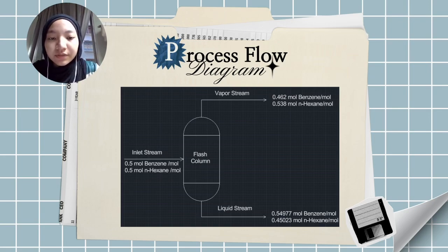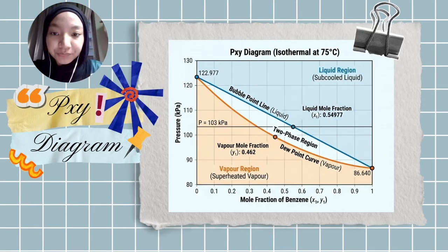So we move on to the process for the graph. After the calculation, we can conclude that the vapor stream and liquid stream are obtained for the two components, benzene and n-Hexane. For the vapor stream outlet, the mole fraction for benzene is 0.462, while for n-Hexane it is 0.538. For the liquid stream outlet, we obtain 0.54977 for benzene, and for n-Hexane it is 0.545023.